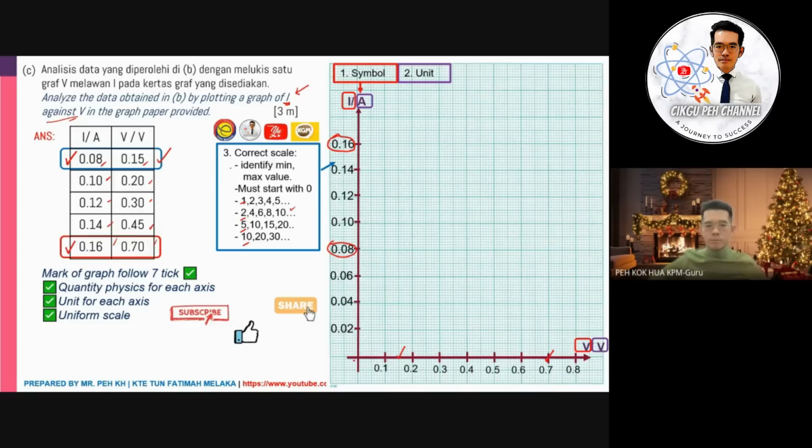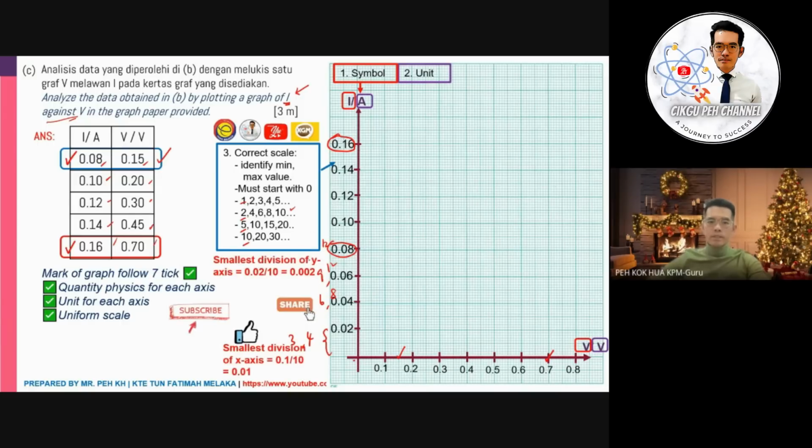You are not allowed to give a scale where 1 unit represents 3, 6, 9, 12, and so on, or 4, 8, 12, and so on. This type of scale is considered a wrong scale, because it is not able to give a uniform scale when you want to plot your data later on. Here you can see the y-axis is 0.02 divided by 10, so the smallest box represents 0.002. Then for the x-axis, it is 0.1 divided by 10, so one small box will represent 0.01.